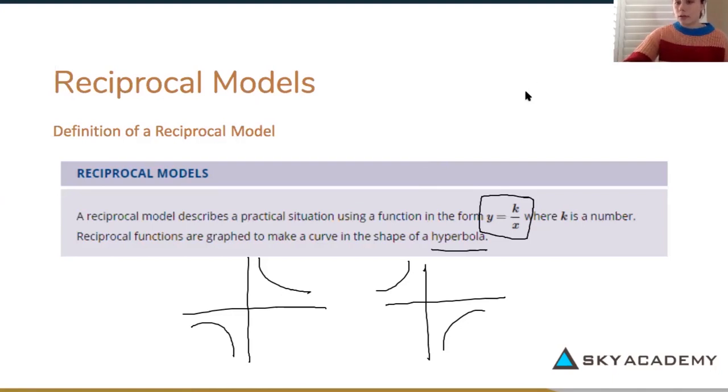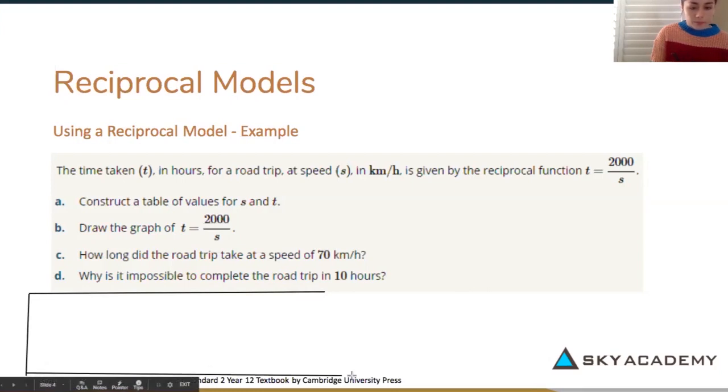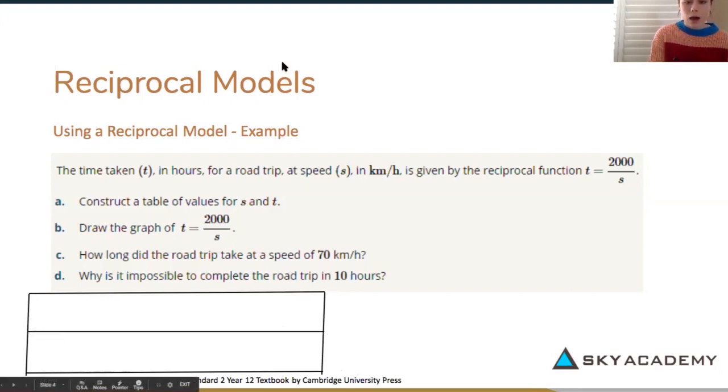So it says the time taken in hours for a road trip at speed in kilometers per hour is given by the reciprocal function t equals 2000 over s. Construct a table of values for s and t. So we know how to do this, so we're just going to go ahead and do it straight away. I'm going to do it down here so we have room. And instead of having x and y, we are going to have s and t.